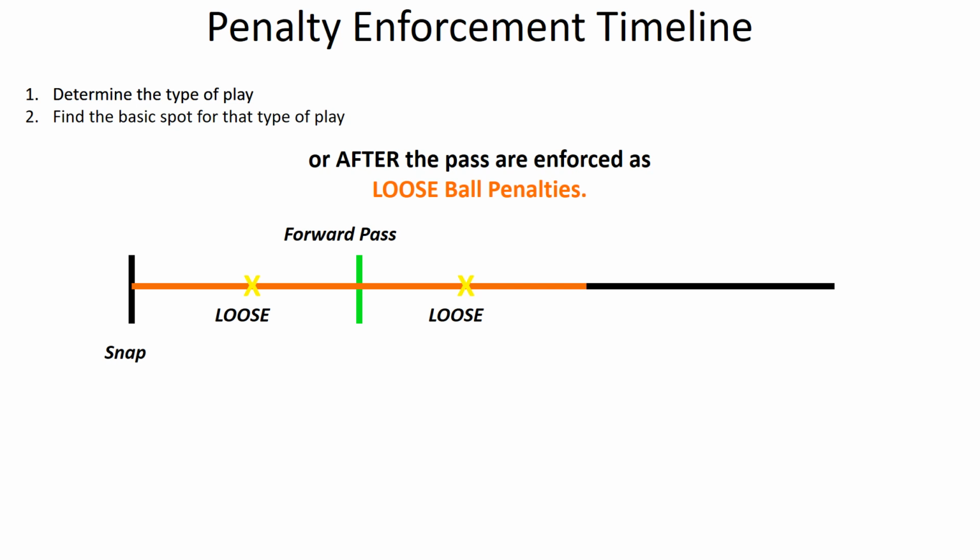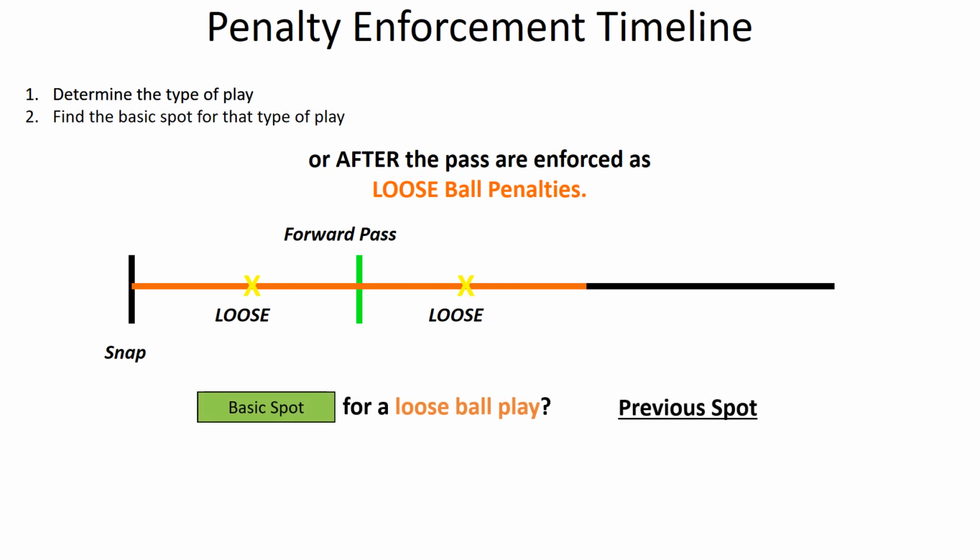So now that we've determined what type of play we have, a loose ball play, we need to determine the basic spot. Again, just the reference point, not necessarily the enforcement spot. The basic spot for a loose ball play is the previous spot.